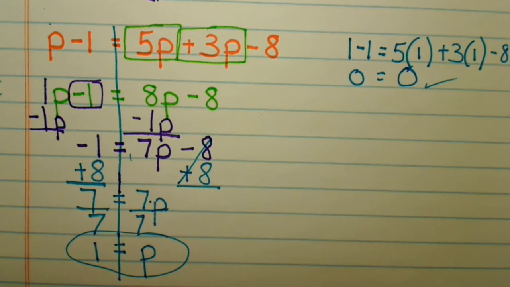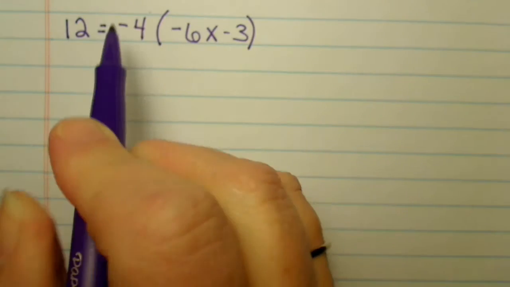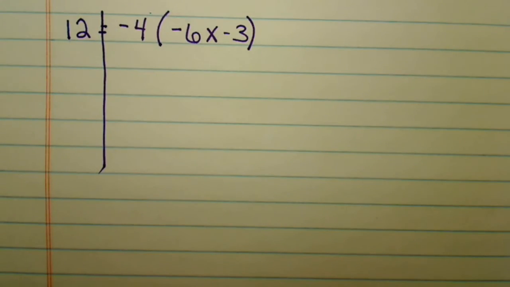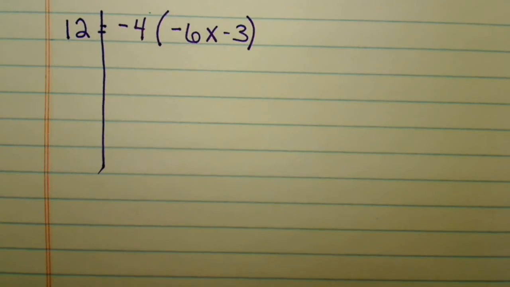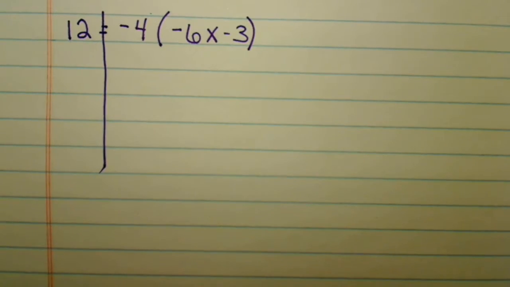All right, let's work another multi-step equation. Here goes our next one. All right, the problem that we are going to work is 12 equals negative 4 times the quantity negative 6x minus 3. Now, I hope the first thing you saw is we're going to do the distributive property because we have a parentheses here. So that is going to be our first thing, and that's step 1.